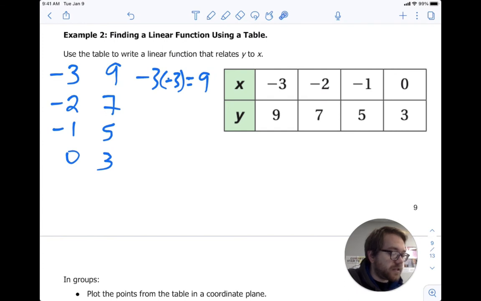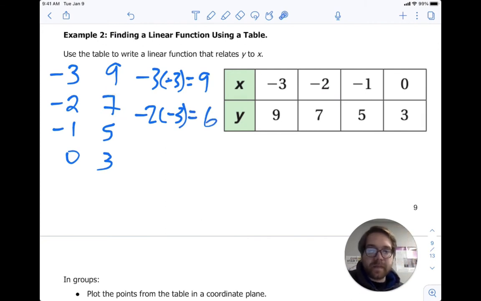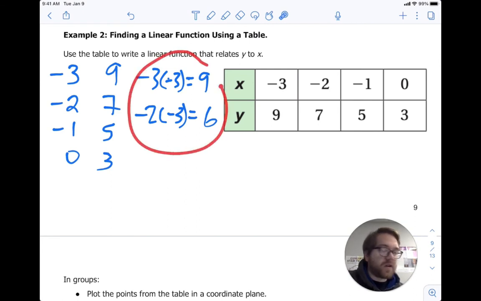All right, so if I just take -3 times -3, that gives me positive 9. So let's see if that works for the others. -2 times -3 is equal to positive 6, but we need it to equal 7. So that's not going to work because I have to do the same thing for all of them, right?